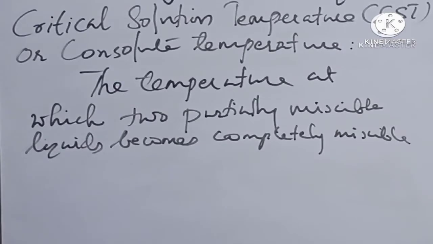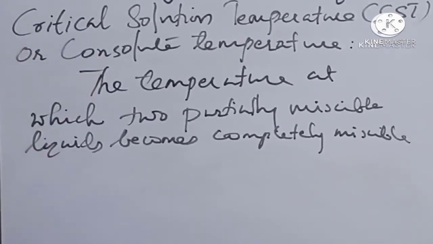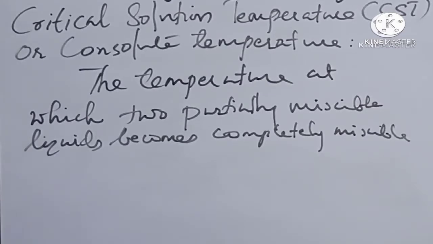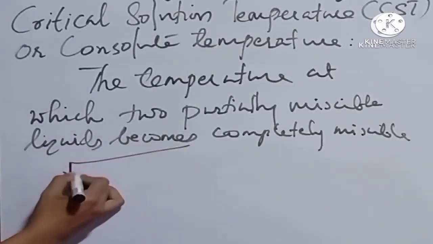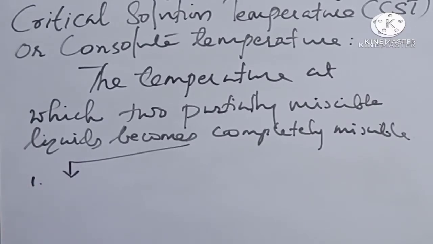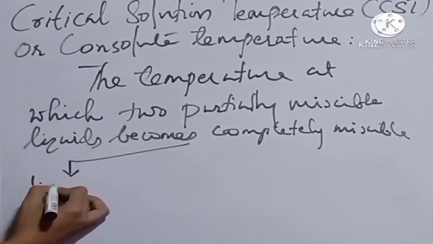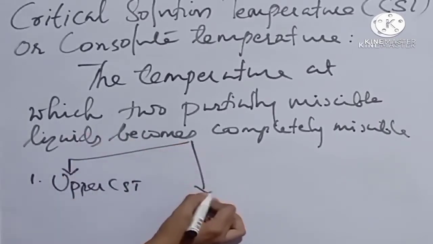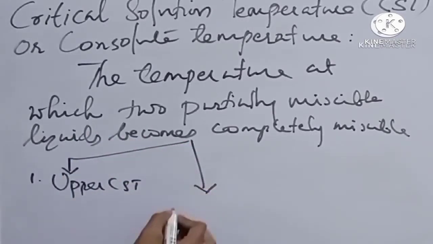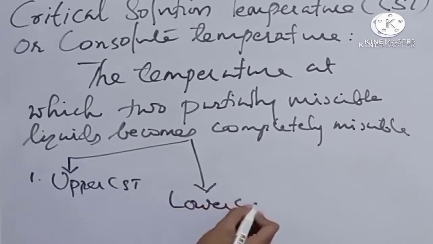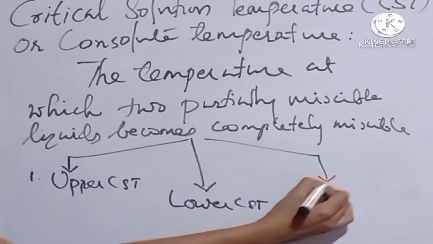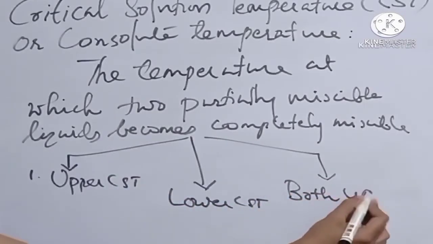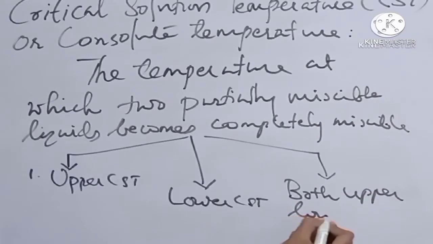If we classify the binary liquids based on the nature of the critical solution temperature, we can classify them into three different types. The first one is binary liquids having upper CST. The next one is partially miscible liquids having lower CST. And the third one is binary liquids having both upper CST and lower CST.